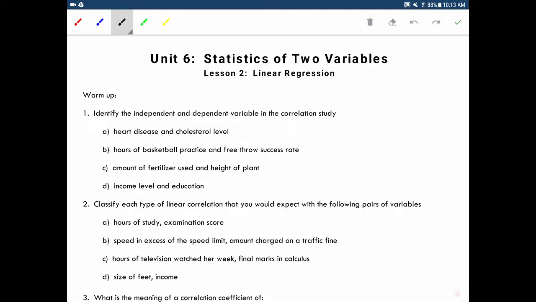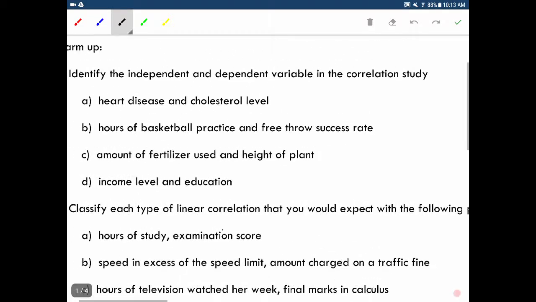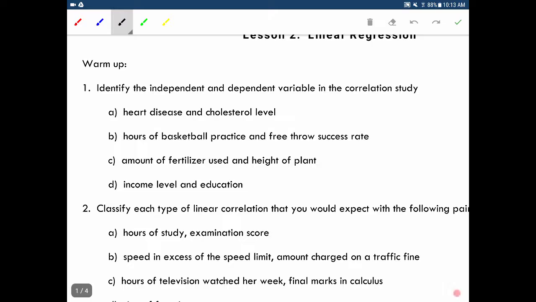Hey guys, today we're going to take a look at linear regression. So first of all, let's just quickly go through some of these to recap what we've talked about before. Identify the independent and dependent variables. So we want to know which one causes which.